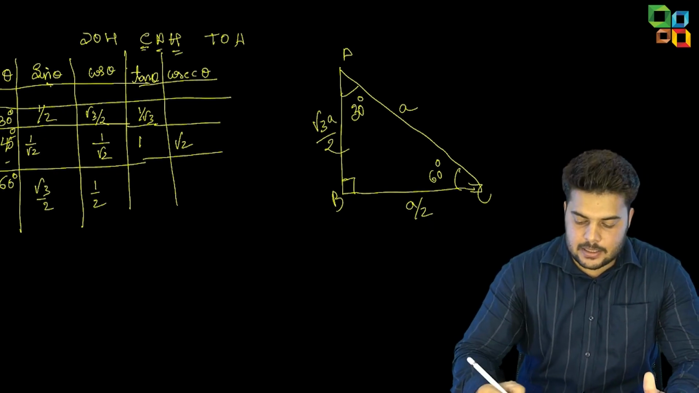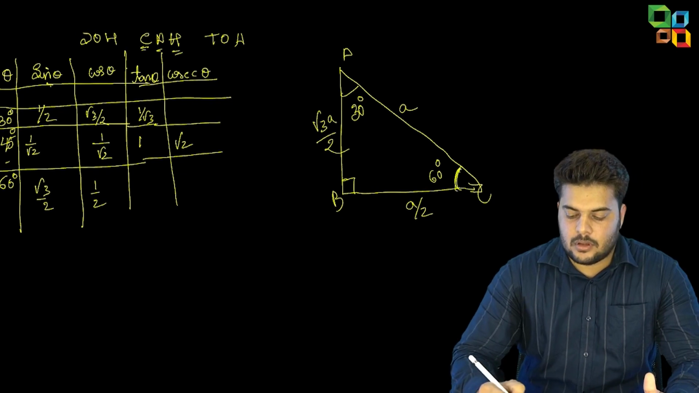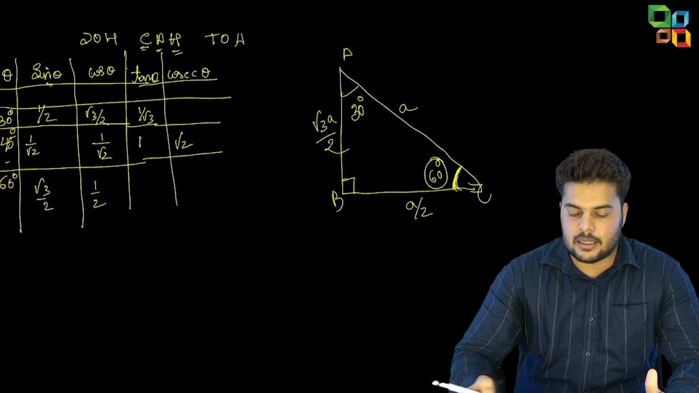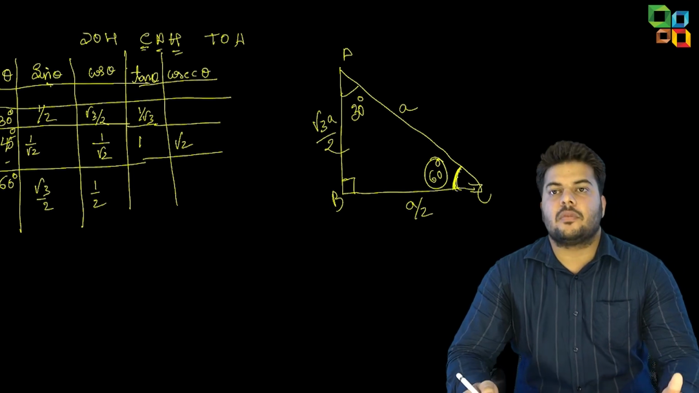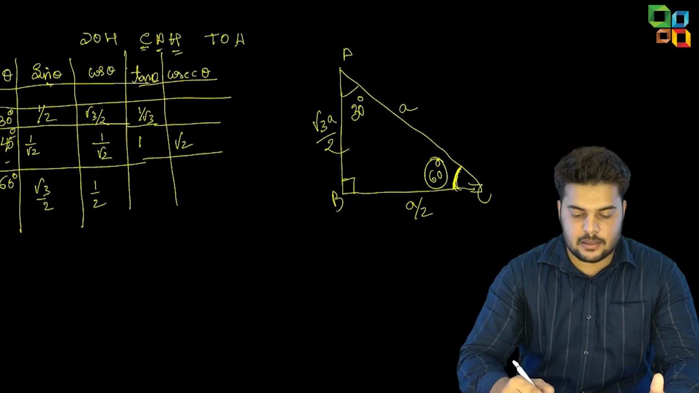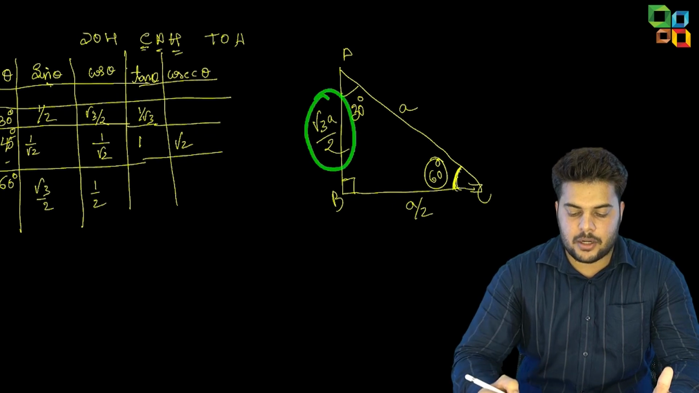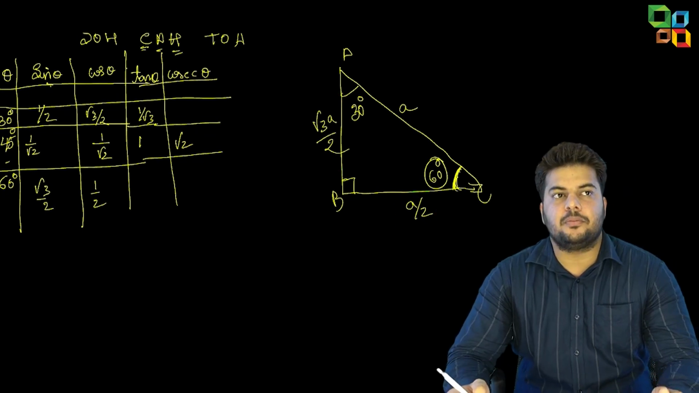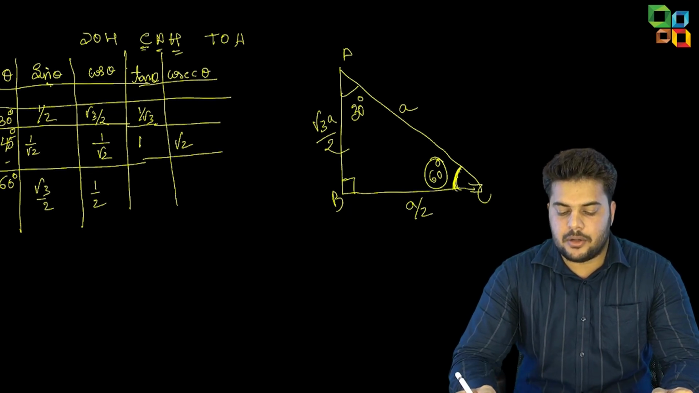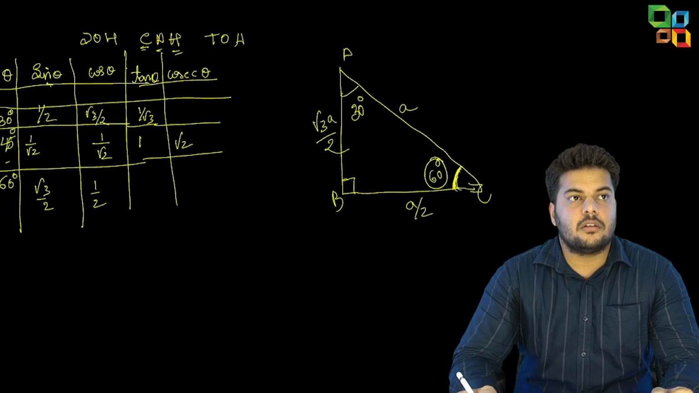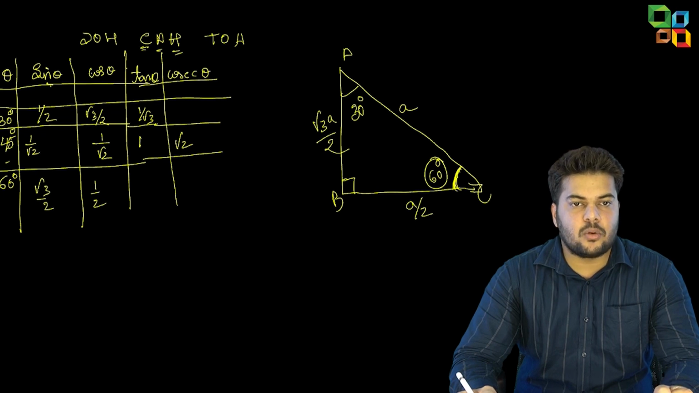But look at tan 60. Tan of this 60 degrees here. Tan of 60 is opposite divided by adjacent, isn't it? Opposite is root 3a by 2 divided by a by 2. So, sir, root 3 is the reciprocal of 1 by root 3?